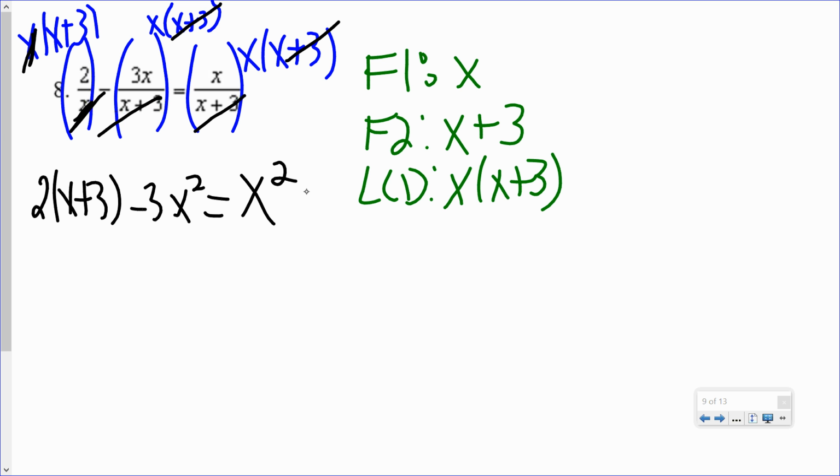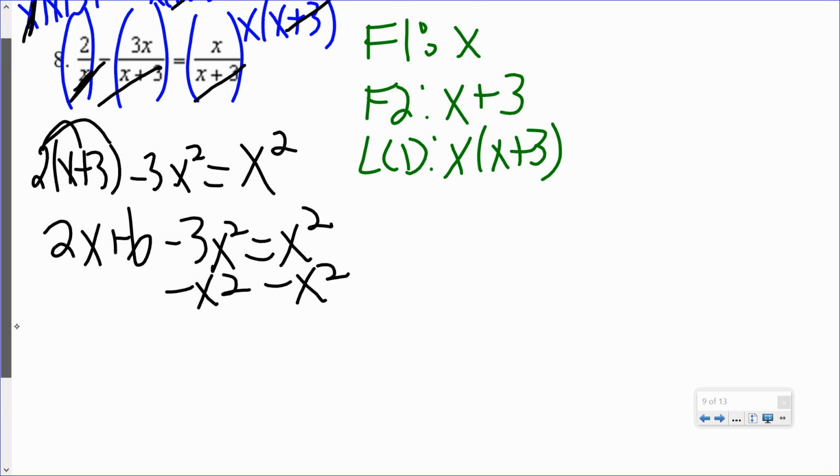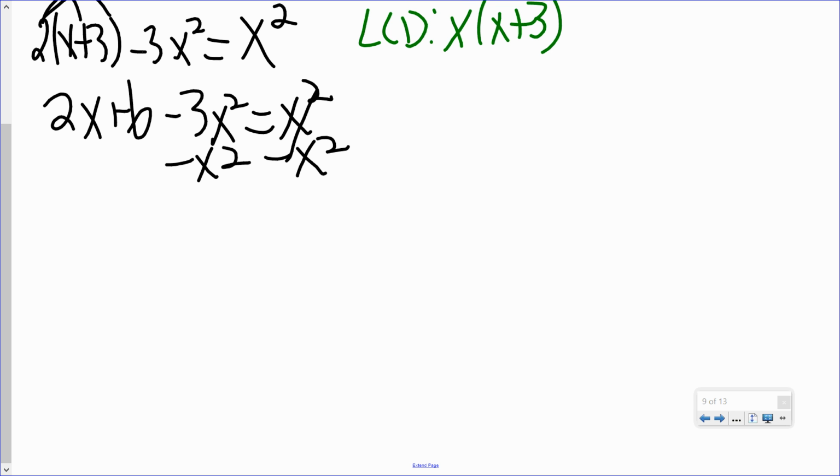Fractions are gone. Now it's just like an equation that we've been doing earlier this year or in the past. I get rid of the parentheses. I combine like terms. I see Mr. X squared, so I'm going to bring everything to one side. It's your choice which side. I guess I'll bring it to the left. I don't love bringing it to the left because now my x squared is negative, but that's okay. I can deal with that.